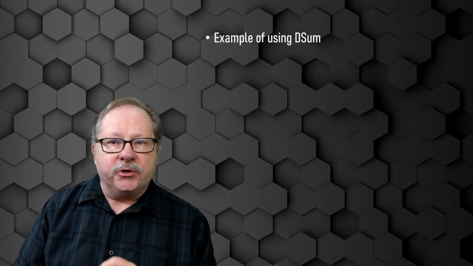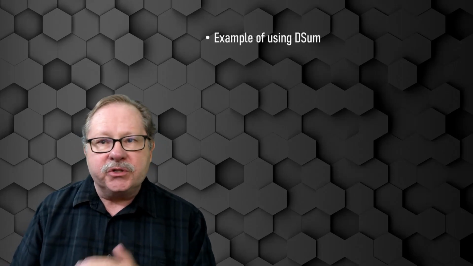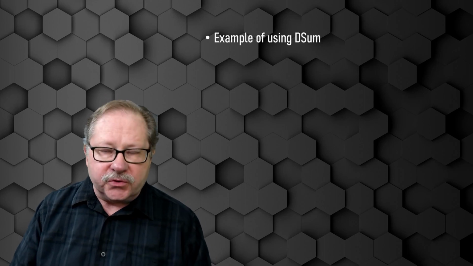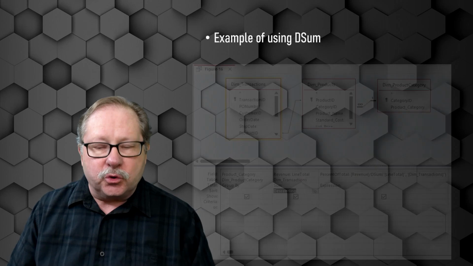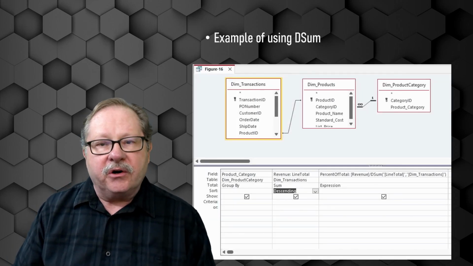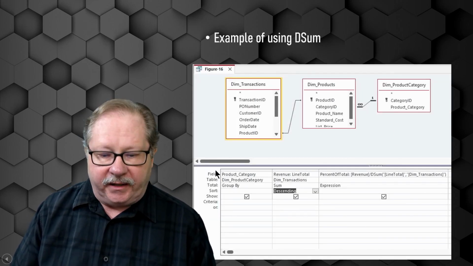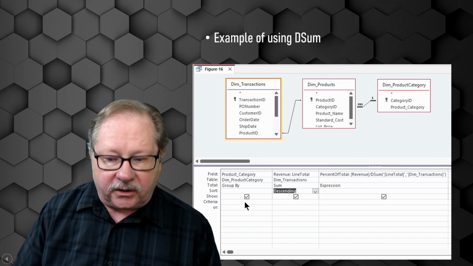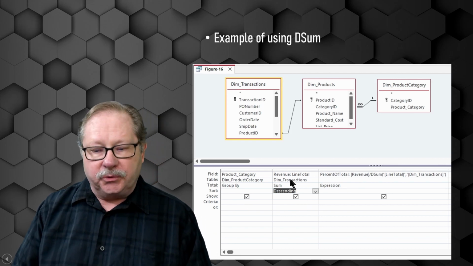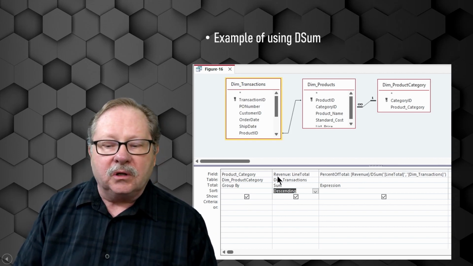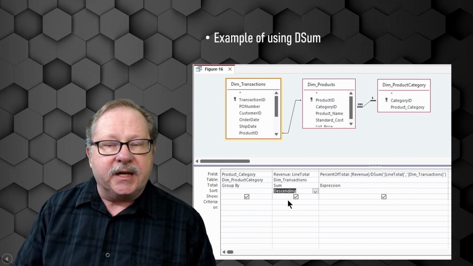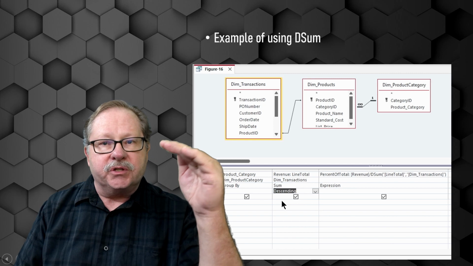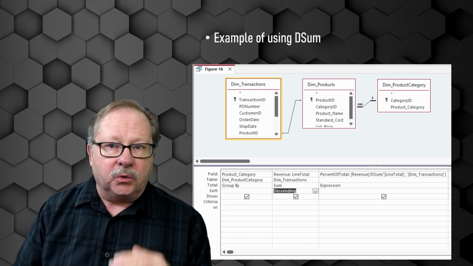So I'm going to show you now an example using DSum of why you might want to use this function as one of the items in your toolbox. Okay, so here I have another query. I'm grouping by the product category. I'm going to total the line total, and I'm going to call it revenue this time. And I'm going to sort that descending, so my highest revenue is at the top, going down to my lower revenue.